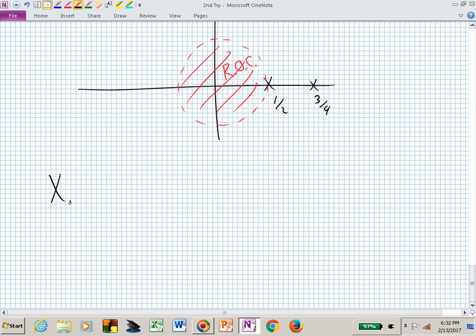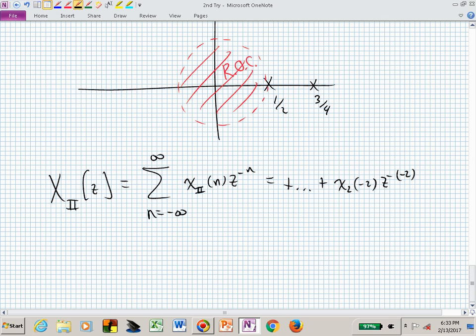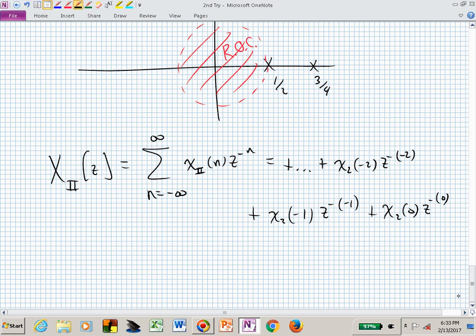Now if we looked at, let's say, x sub 2 of z, and let's just consider it for one of those. If we were doing this sum, now we have the sum from minus infinity to infinity of x sub 2 of little n z to the minus n. I'm going to change the notation, that's slow to write. We're coming up from the bottom: x sub 2 of minus 2, z to the minus 2, plus x sub 2 of minus 1, z to the minus minus 1, plus x sub 2 of 0, z to the minus 0, plus x sub 2 of 1, z to the minus 1, plus x sub 2 of 2, z to the minus 2.